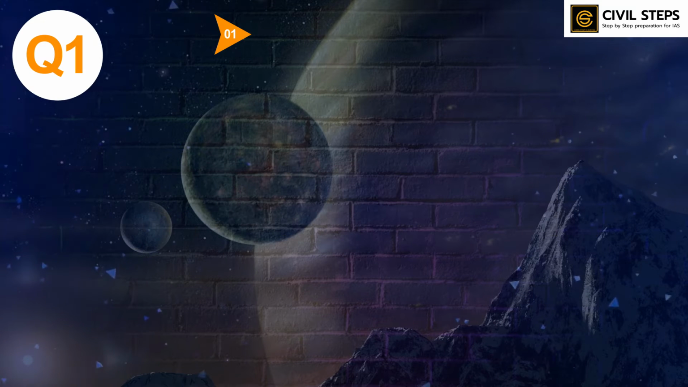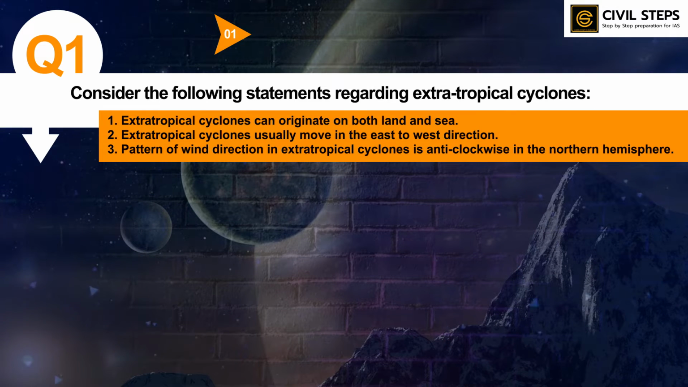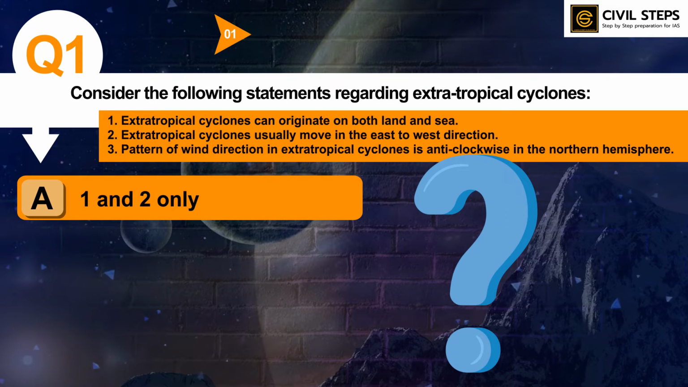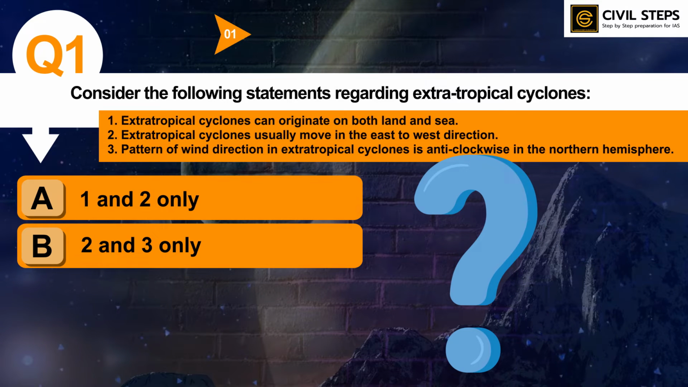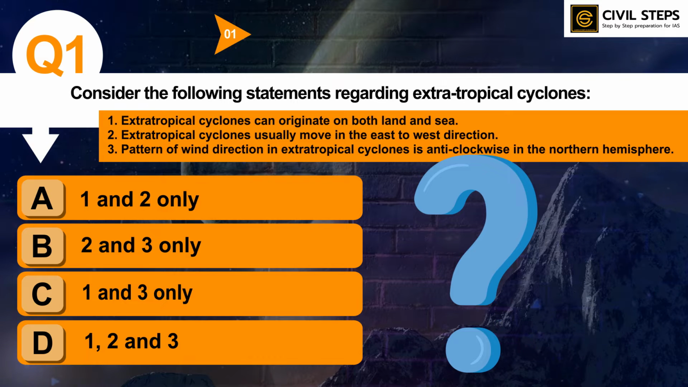So, the first question is, consider the following statements regarding extratropical cyclones. First, extratropical cyclones can originate on both land and sea. Second, extratropical cyclones usually move in the east to west direction. Third, pattern of wind direction in extratropical cyclones is anti-clockwise in the northern hemisphere. So which of the statements given above is or are correct? Option A 1 and 2 only, B 2 and 3 only, C 1 and 3 only, option D 1, 2 and 3. So you have to tell the correct answer.